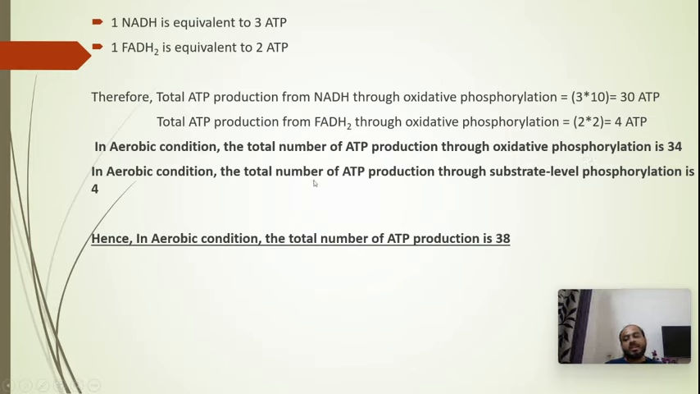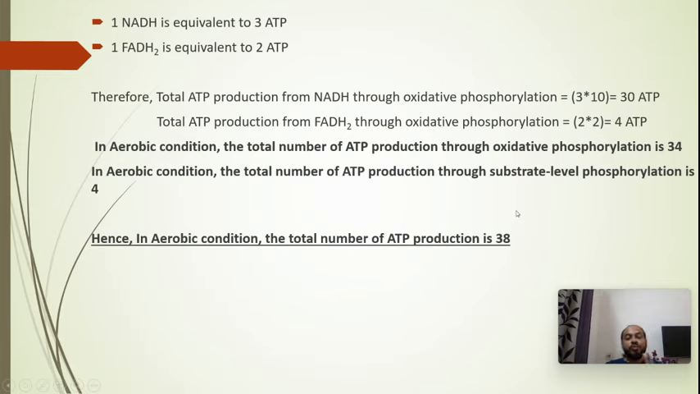There is another type of phosphorylation. What is that? And that happens in the aerobic condition. Apart from oxidative phosphorylation, there is another phosphorylation called substrate level phosphorylation. And it was seen that in aerobic condition, the total number of ATP produced through substrate level phosphorylation is 4. So 34 plus 4 is equal to 38.